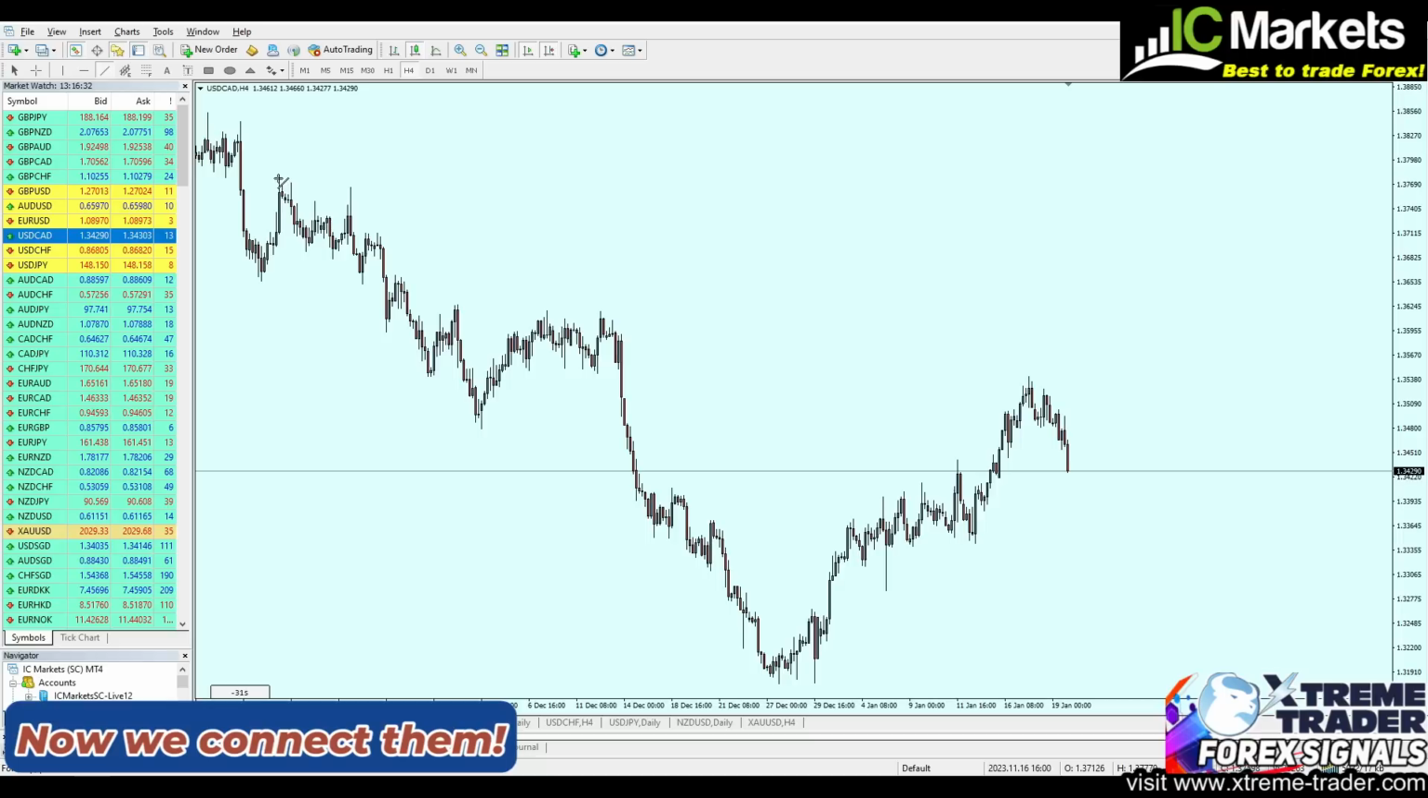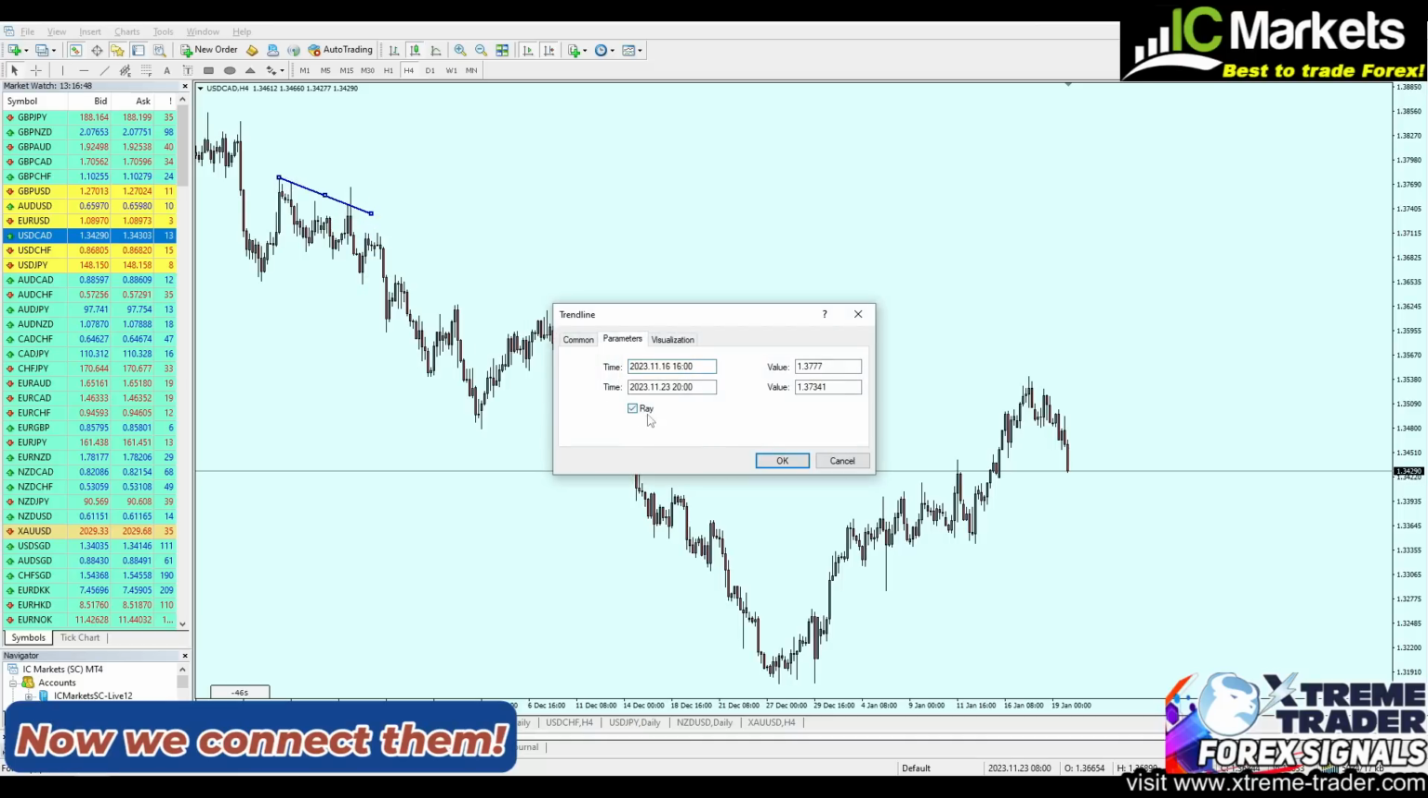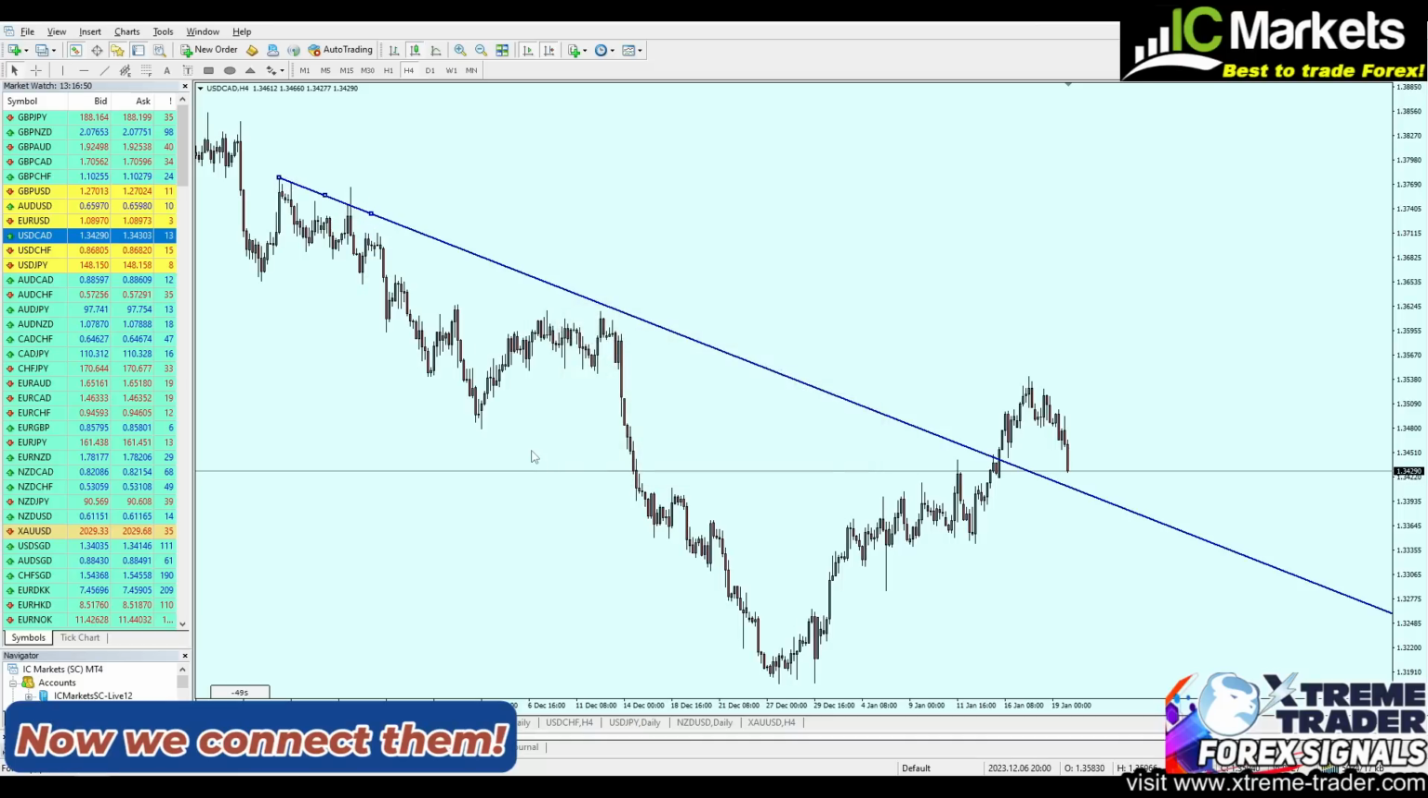For example, you can start from this level of a resistance right here, exactly right here, and then connect to this level of a next resistance. So I connected the resistance trend line from this high to this lower high, just like that. Now let's expand the line. Of course, the purpose of expanding the line is to show you what happened after.